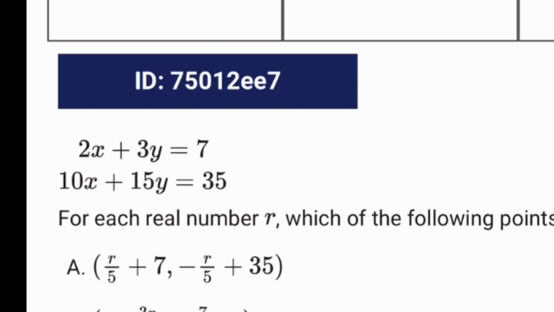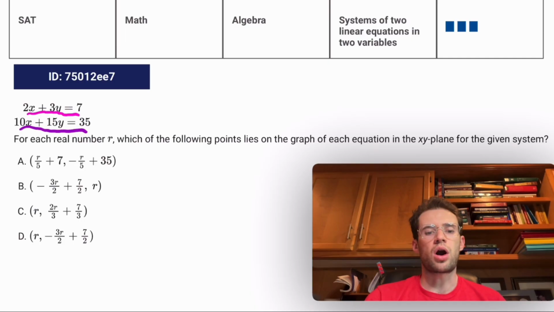All right, we have the equation 2x plus 3y equals 7. And we have this equation 10x plus 15y equals 35. For each real number r, which of the following points lies on the graph of each equation in the xy plane of the given system? So we have the same question essentially. I asked the same thing with different equations.